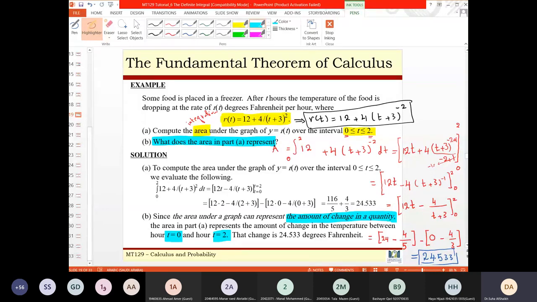So you noticed here I was having this t plus 3 to the power minus 2. It is not just t to the power minus 2, but again I use the power rule. So I can do this, but not all the time. Let me show you an example. Let me show you what I'm talking about here.